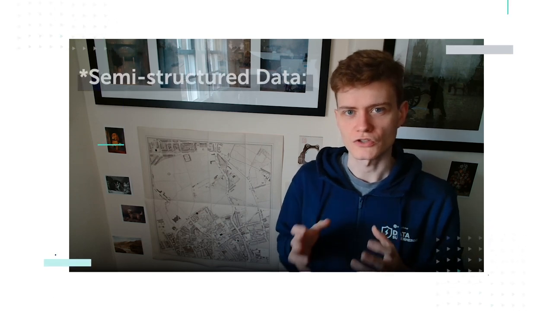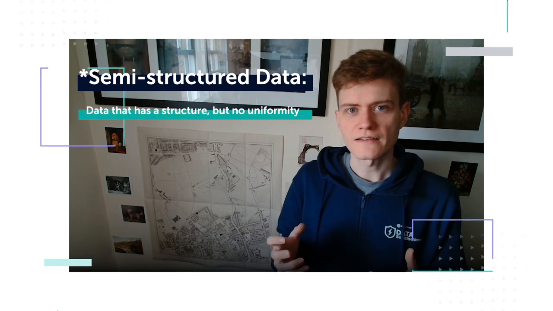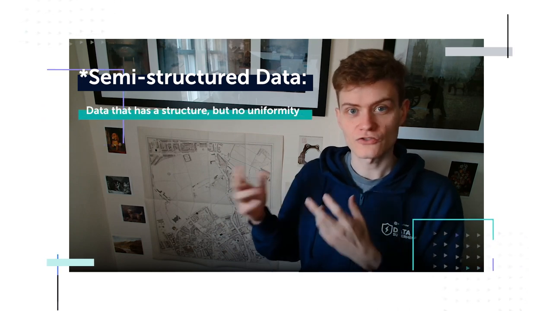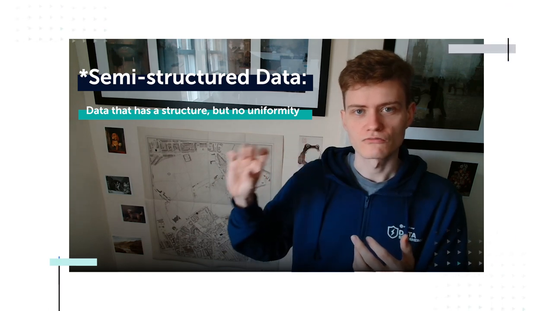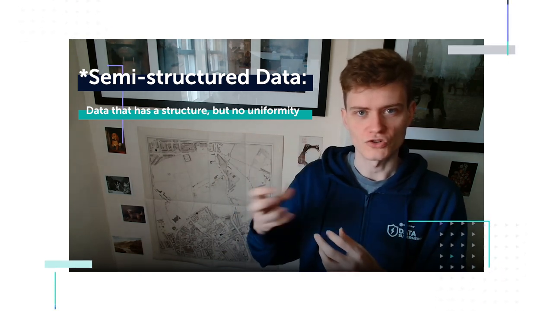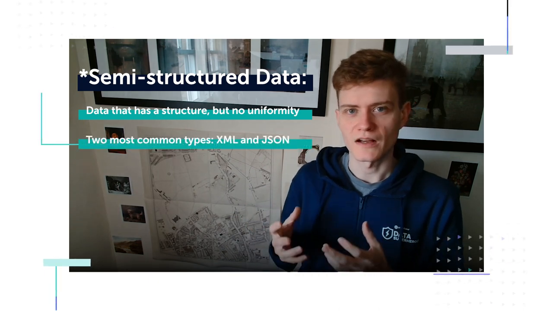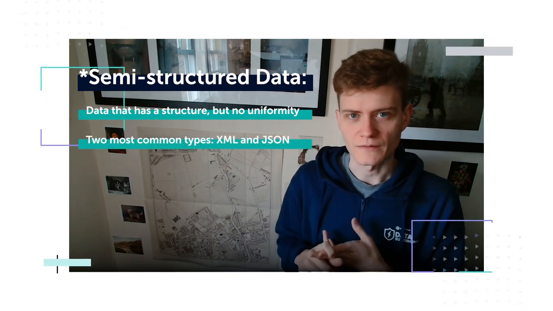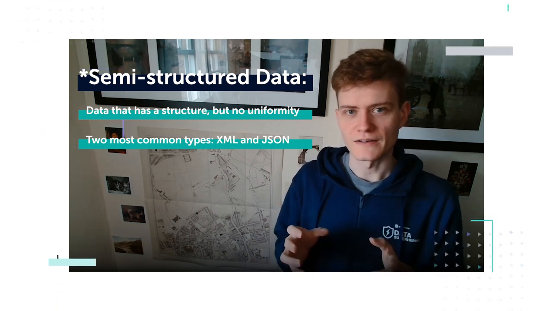So in this section of the video, we're going to look at unstructured data. Unstructured data is data that still has a structure. However, it's not the sort of uniform row and column structure that we are very used to. And two of the most common types are XML and JSON. In this video, we're going to look at parsing JSON data.